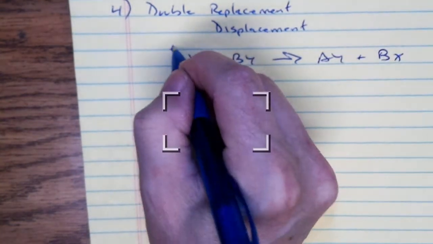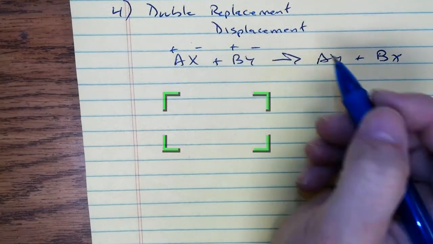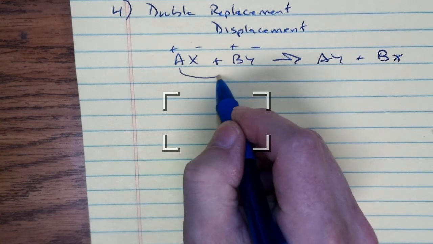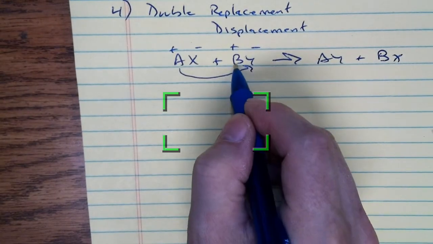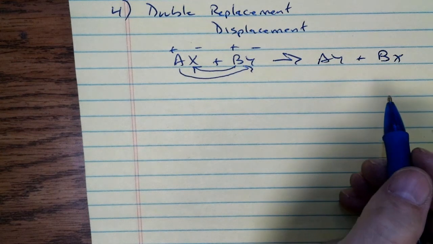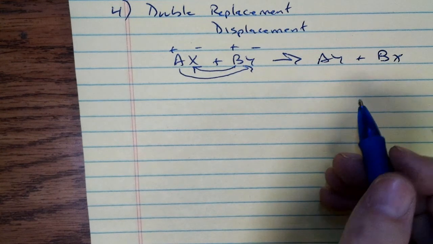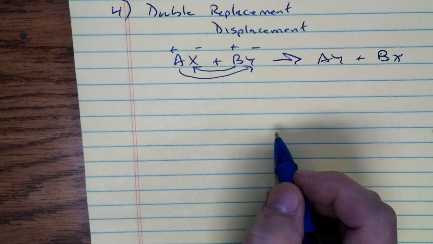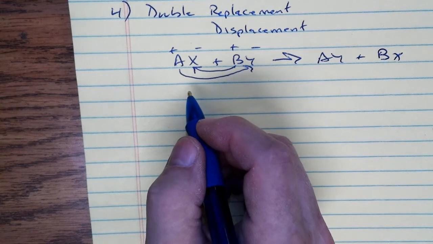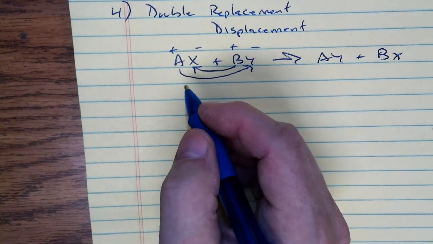So this is positive, this is negative, this is positive, this is negative. This positive is going to hook up with this negative, and this positive is going to hook up with this other negative. So they're swapping partners. It's pretty easy to see on equations. A couple of examples of that: we could have an acid-base reaction. We could have calcium hydroxide.